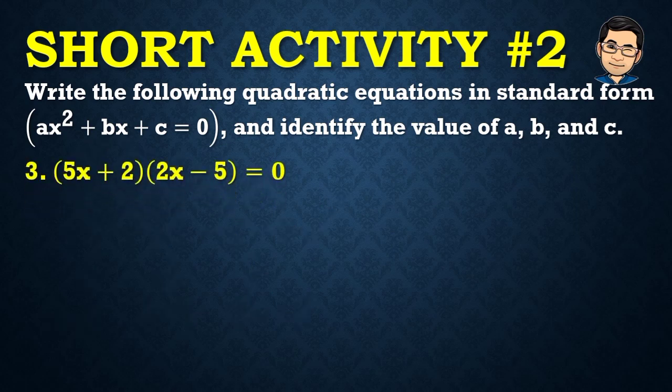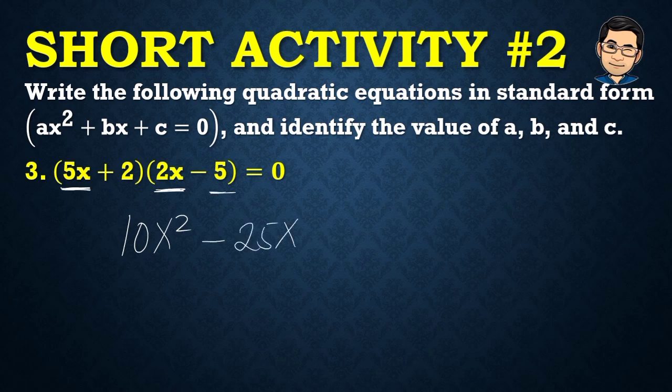The quantity of 5x plus 2 times the quantity of 2x minus 5 is equal to 0. Dito, kailangan lang nating i-multiply yung dalawang expression na nasa loob ng mga parentheses. So gagamit tayo dito ng FOIL method. In the FOIL method, F stands for first. So yung dalawang first terms, 5x times 2x, that is 10x squared. Next, the outer terms, 5x times negative 5, that's negative 25x.